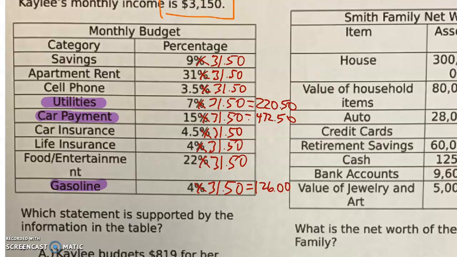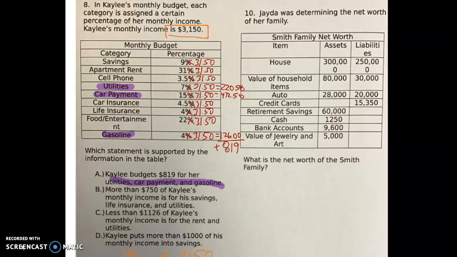Even. Okay, so we can add all those up. 220.50 plus 472.50 plus 126 is $819. Oh, sweet. Look at that. Love it. $819. It's got to be A.